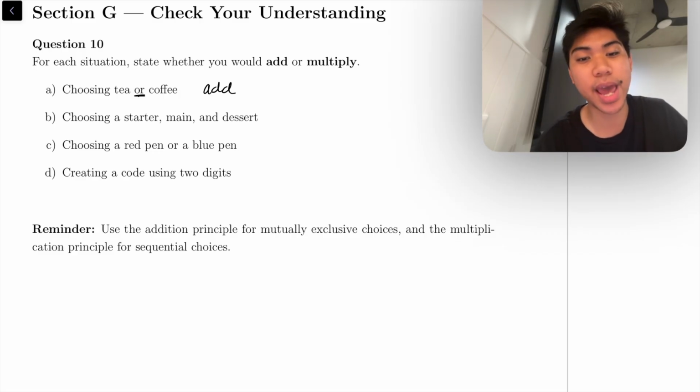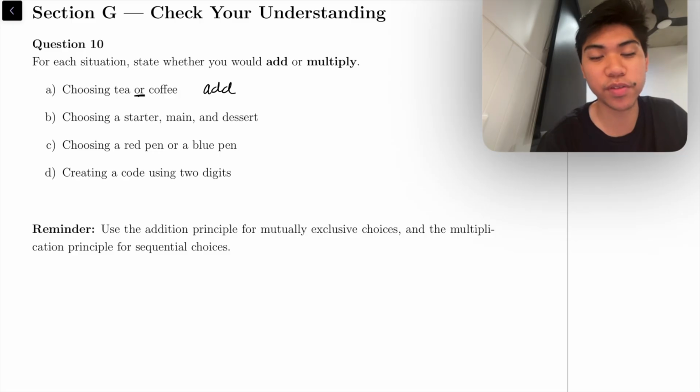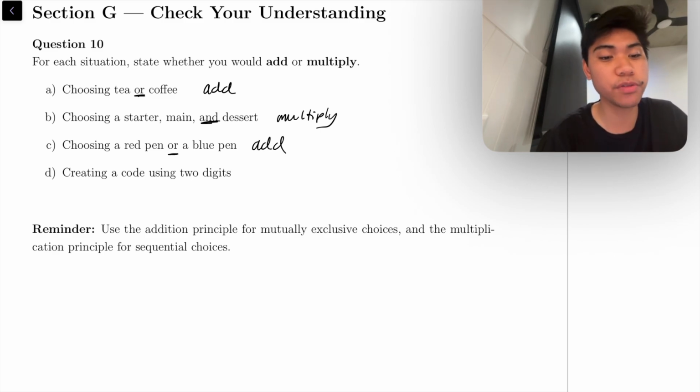Choosing a starter, main, and dessert, just like a previous question that we did, we have "and", and so we have to multiply because these are sequential. Choosing a red pen or a blue pen, so we would add because they are mutually exclusive. And part D, creating a code using 2 digits. So this is sequential. Okay, we need to be using a digit first and then a second digit as our code. So we would multiply.